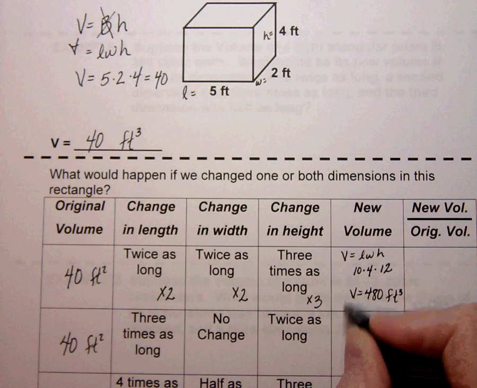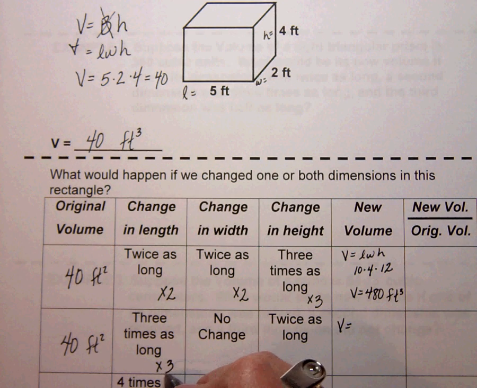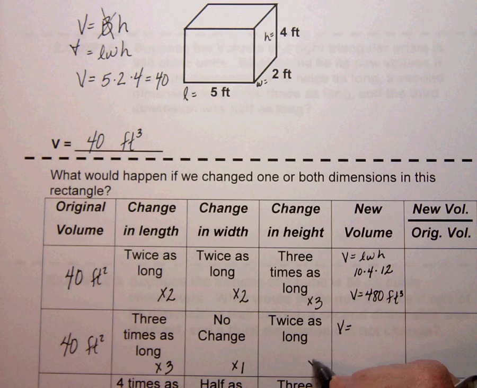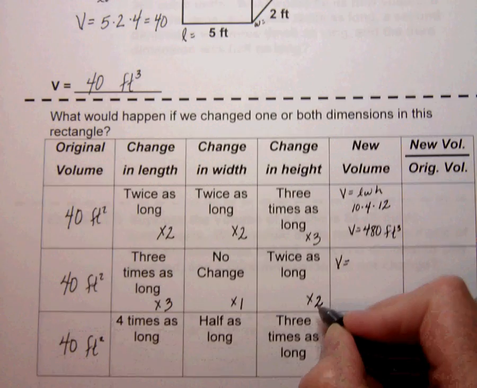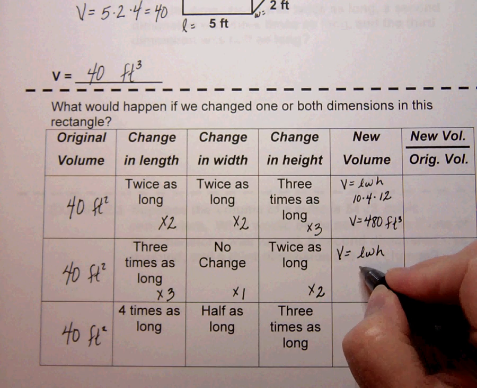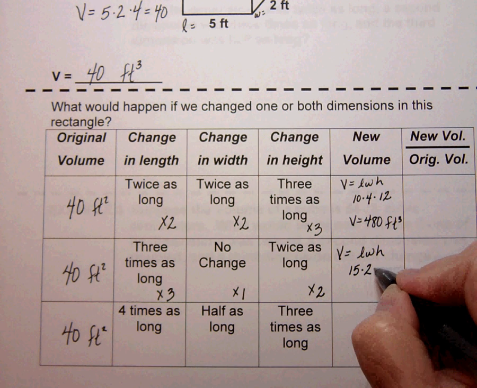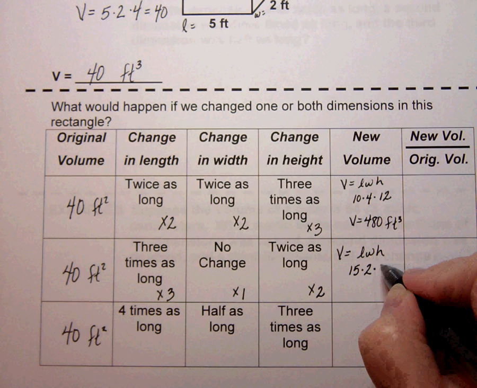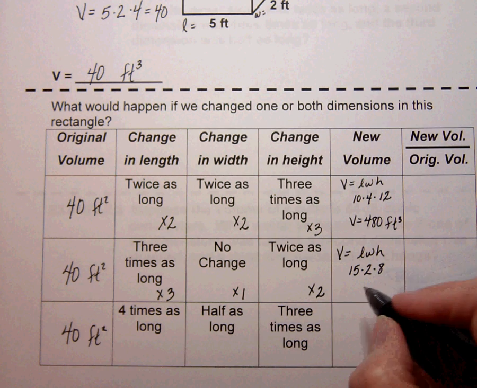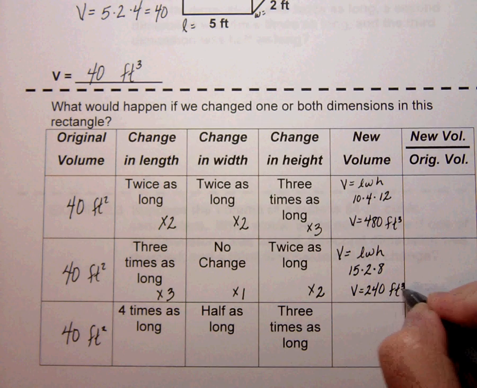Let's go ahead and finish the chart, this column here. On this one, they want to change the length 3 times as long. There's no change here, so we'll just say times 1 for the width, and twice as long for the height. So your length times your width times your height. On this one, your length 3 times more than 5, that's 15. No change on the width, so leave that at 2. And your height is twice as long, so that's going to be 8. So that's 15 times 2, that's 30 times 8. That would be a volume of 240 cubic feet.